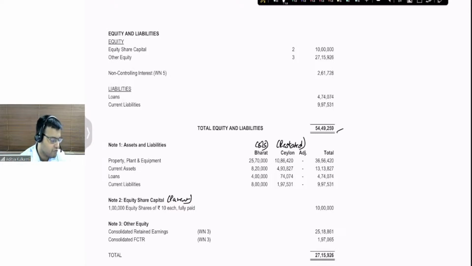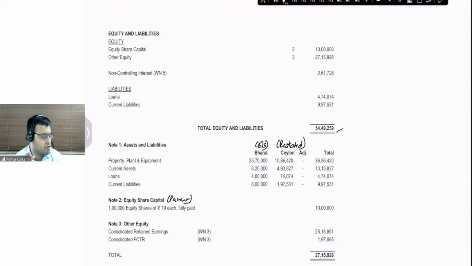First one is all the items will be converted using the closing rate, assets and liabilities. You will calculate the goodwill on consolidation in the cost of control account in the foreign currency and then translate it at the closing rate. This will give a balancing figure in the functional currency, which will be taken to the FCTR. Unrealized profits in case of intercompany, you will have to eliminate.